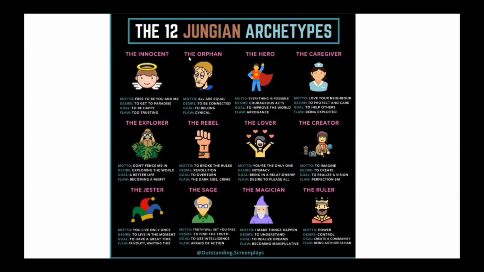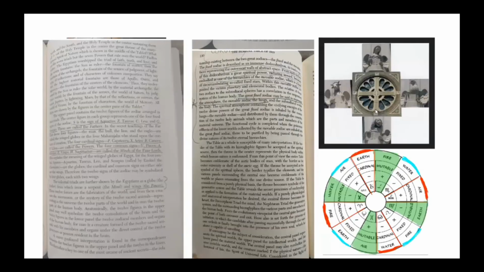Here they all are, and we'll go into these more during the class, but you can see there's 12 of them: the innocent, the orphan, the hero, the caregiver, the explorer, the rebel, the lover, the creator, the jester, the sage, the magician, and the ruler. Now, what's so fun about all this is we have to understand the importance of the 12 zodiac signs and how this relates to our reality, and really how this is tying into even corona, how it's all tying into the breath. So we have the different crosses.